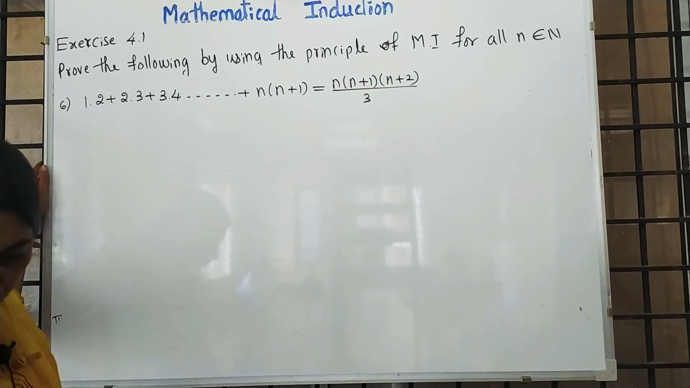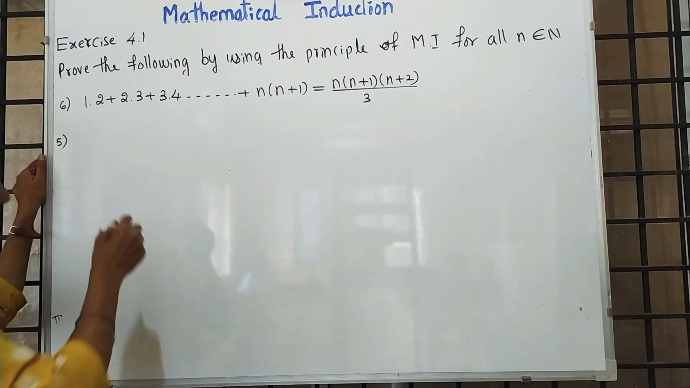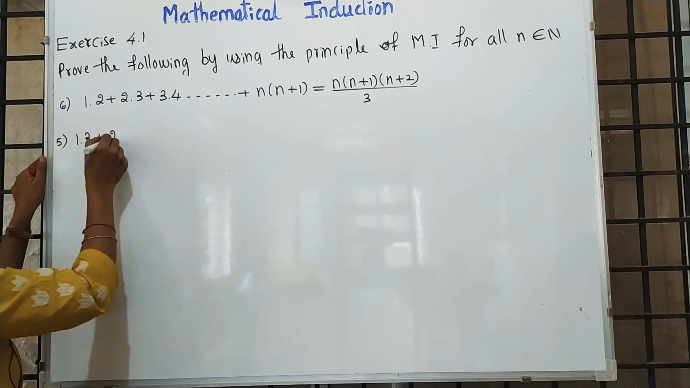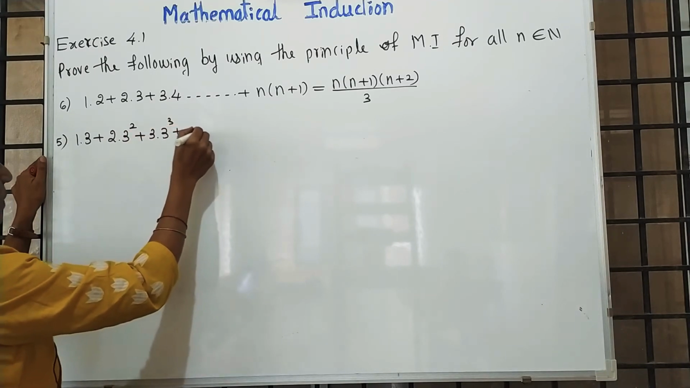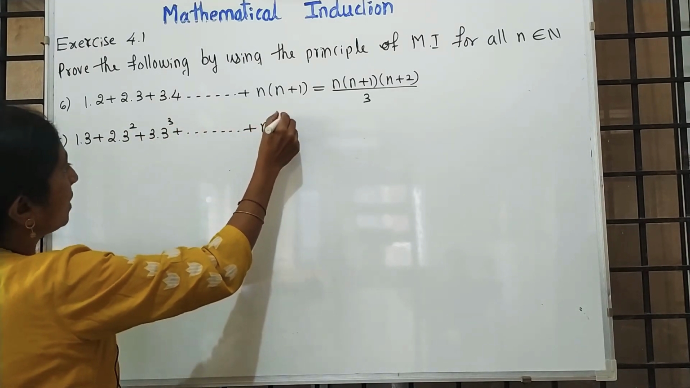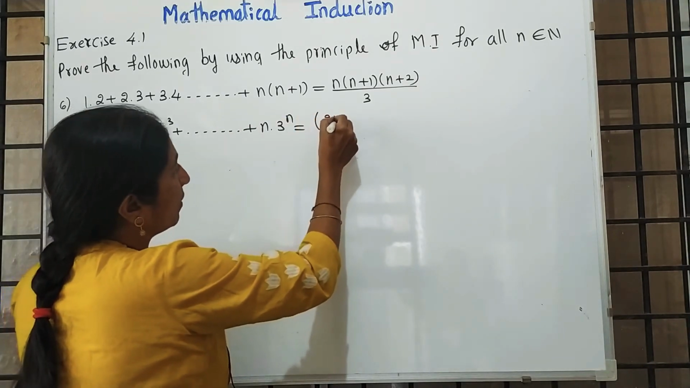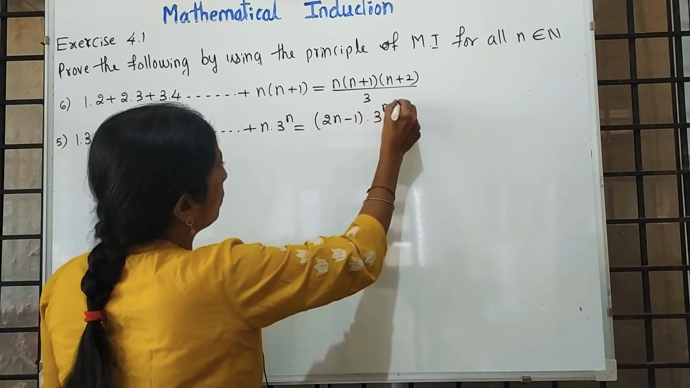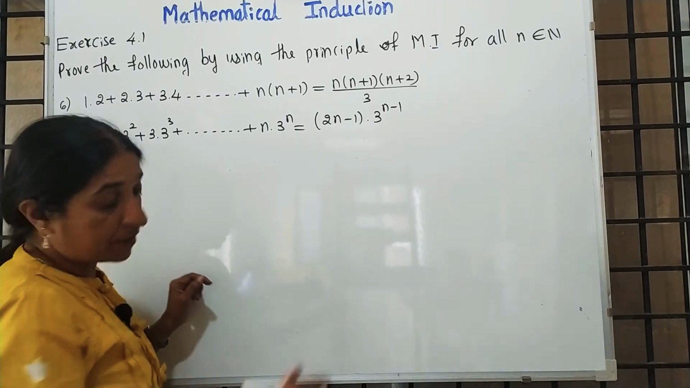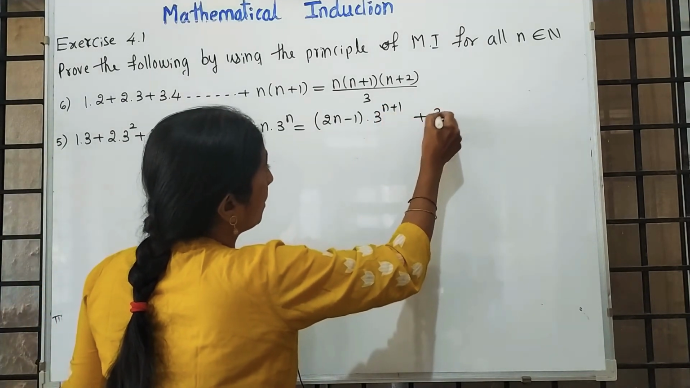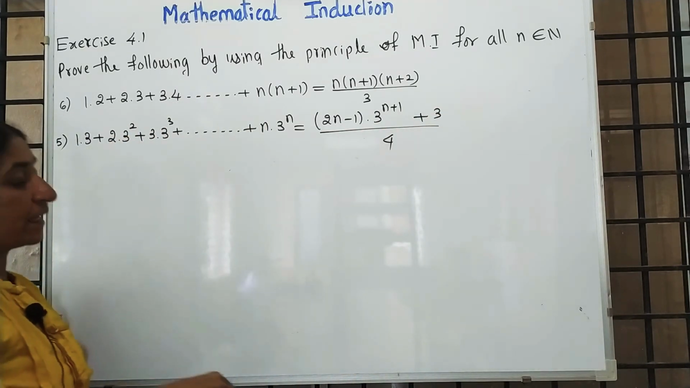Yes. Moving to the next one, that is the fifth question. 1 into 3 plus 2 into 3 square plus 3 into 3 cube plus continuation plus n into 3 raised to n is equal to 2n minus 1, 3 raised to n plus 1, plus 3 whole divided by 4. See, n plus 1. Now, the first and second steps are very simple.